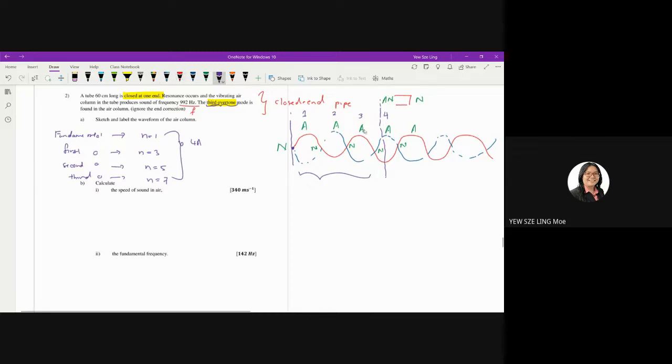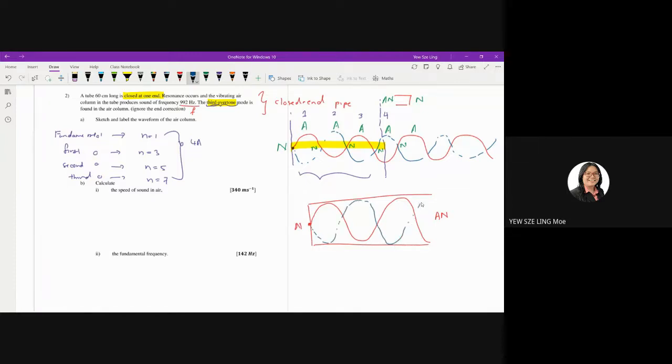Now I want to redraw it in a tidy way. This is my closed-end air column. It is up to you whether you want to close on the right-hand side or the left-hand side. This is my node, and this is the part that I want to crop out, from here until here. So antinode, antinode, node, and when you reach the open end again, it is an antinode. Remember, in a closed-end air column, you have a node at one end and an antinode at the other end. Now I'm going to complete the diagram.